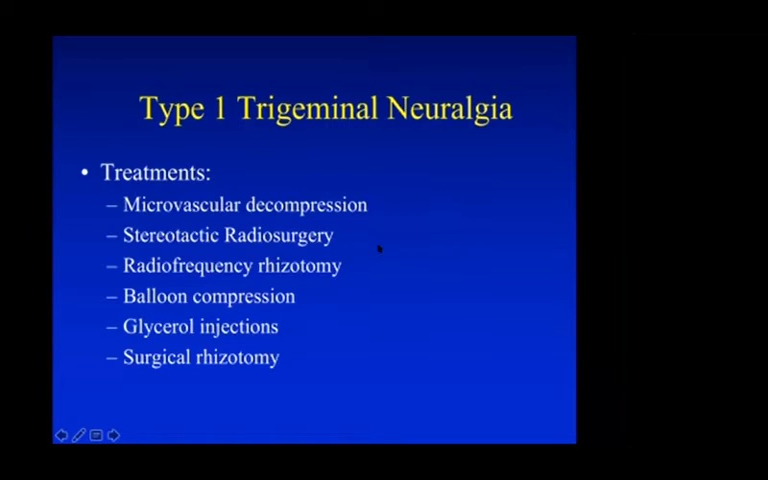So the treatment options for type 1 trigeminal neuralgia are microvascular decompression or radiosurgery, radiofrequency rhizotomy, and some other treatment options: balloon compression, glycerol injections, and I'll go into these in more detail scattered throughout the talk.